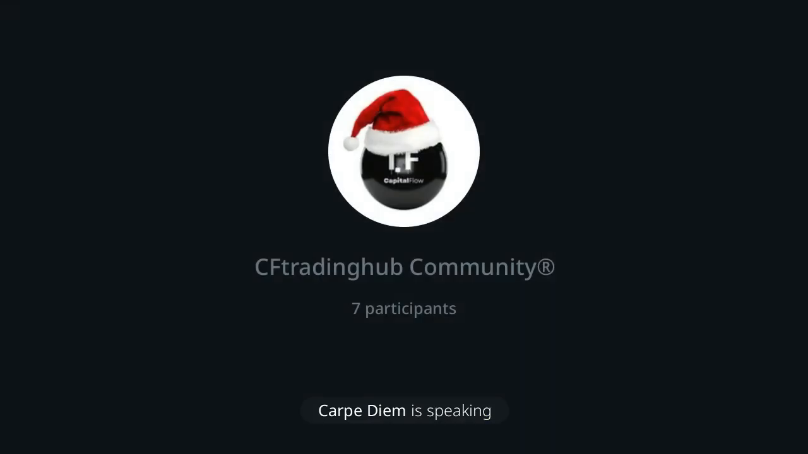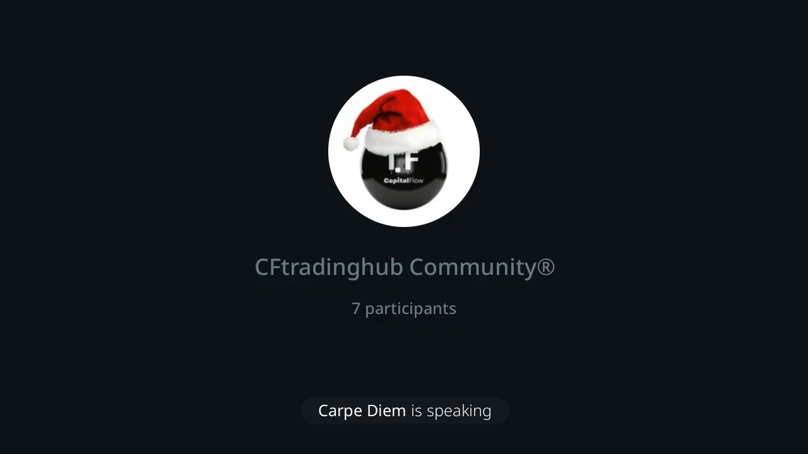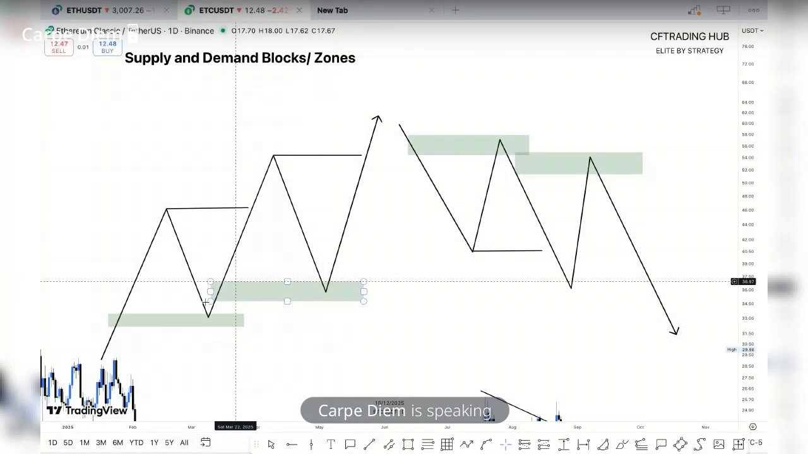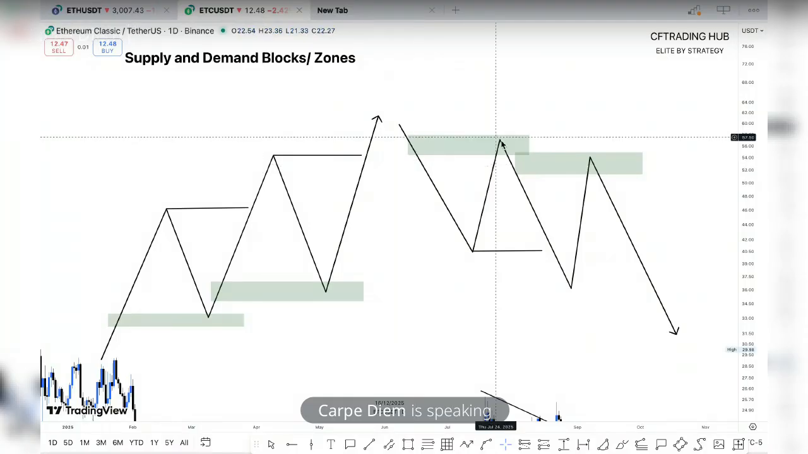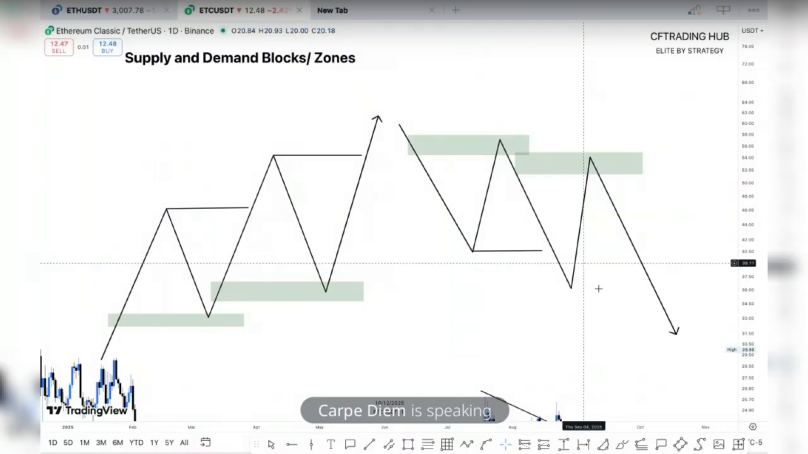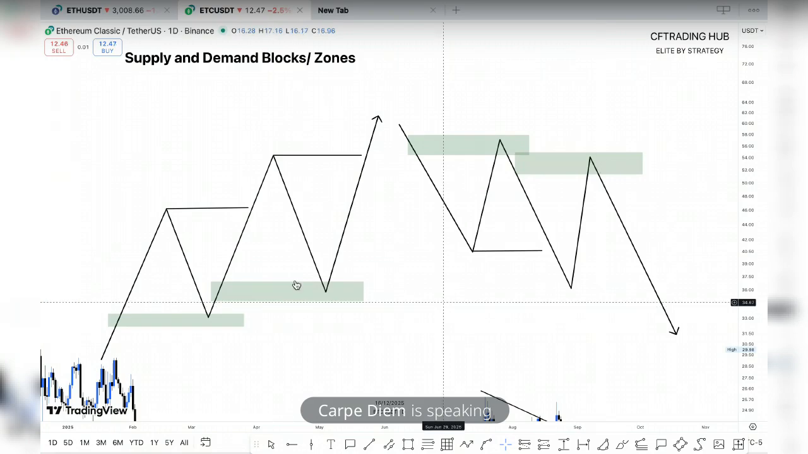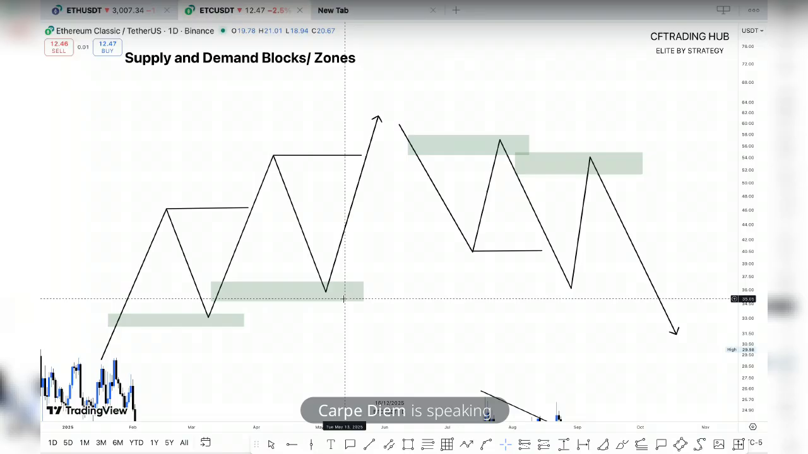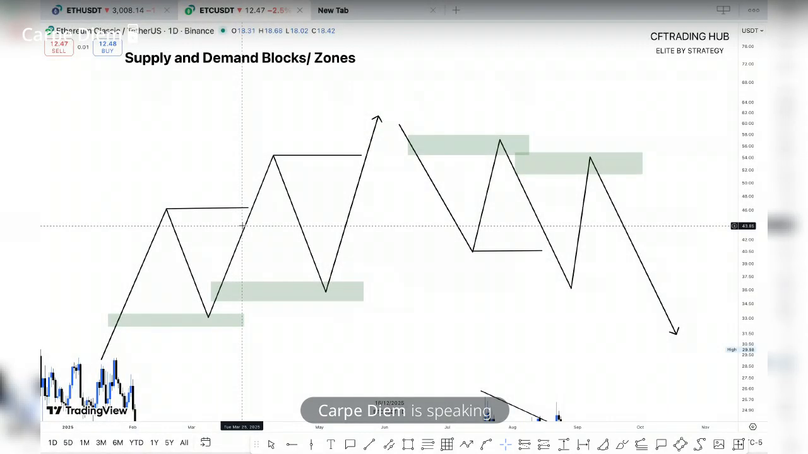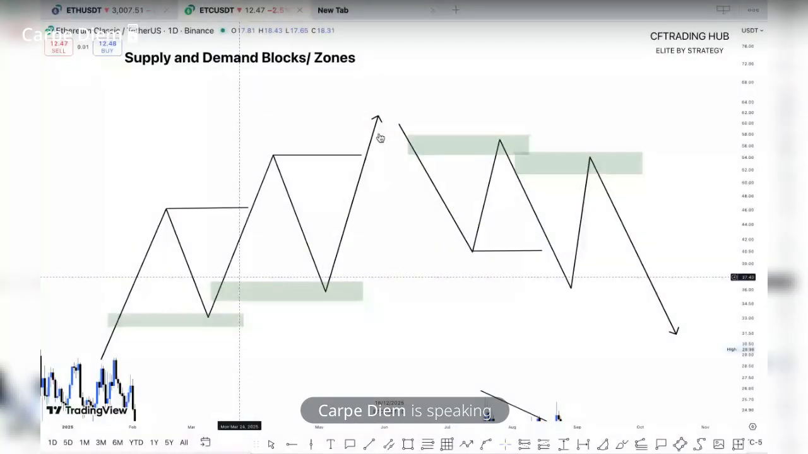So a demand block sponsors the break of structure in an uptrend, the break of the previous high. That is what a demand block does. A supply block in a downtrend sponsors the break of the previous low. That is what a supply block does too. So before you can look for a demand or supply block, you must have a valid structure, a break of structure, and a continuation in trend. That will make you know where to look for a valid demand or supply block.